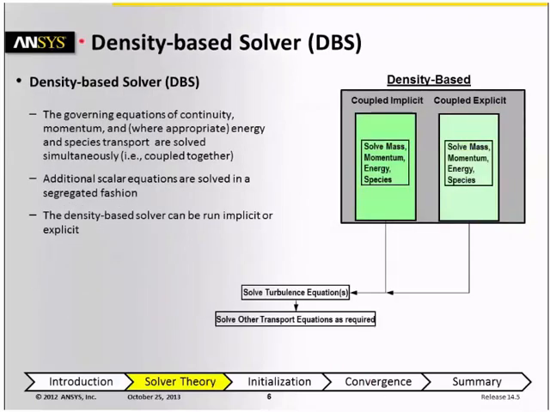The density-based solver, which is given the acronym DBS, solves the continuity, momentum, energy, and species equations all together as a coupled equation set. Any other equations, such as turbulence model equations or other scalars, are then solved in a sequential manner. There are two versions of the density-based solver, the coupled implicit and the coupled explicit, and we will say more later about each of these two versions.